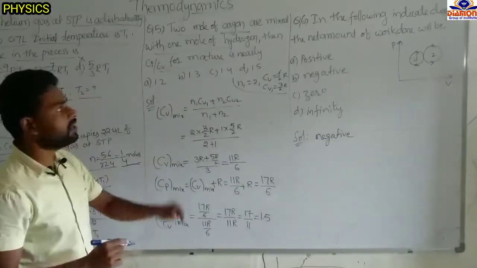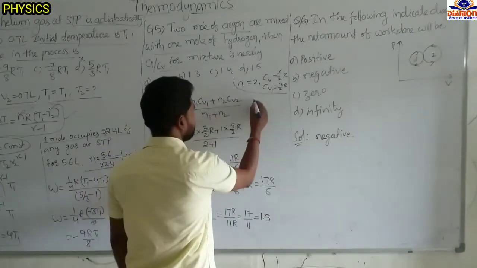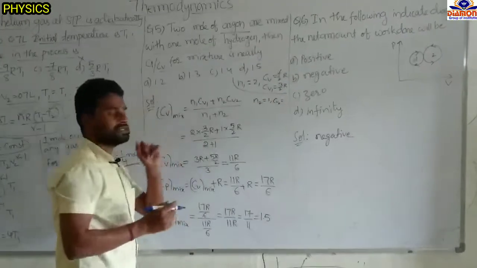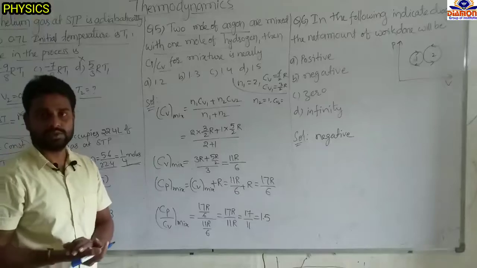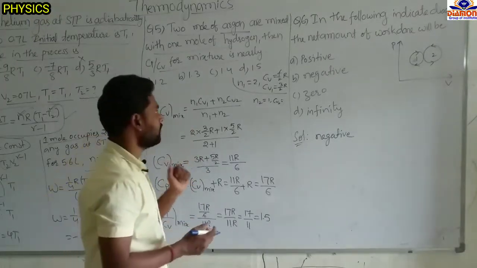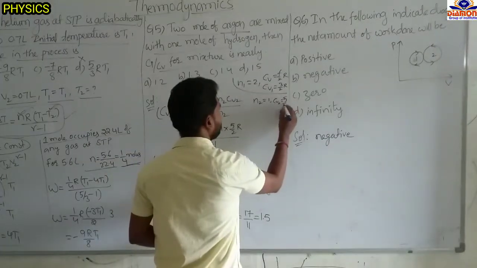Next, mixed with 1 mole of hydrogen gas. So for hydrogen gas, the second case, N2 equals 1, then Cv2 equals the general formula F/2 R. Hydrogen gas H2 is a diatomic gas. So the diatomic gas degree of freedom is 5, so 5/2 R. So now Cv2 equals 5/2 R.